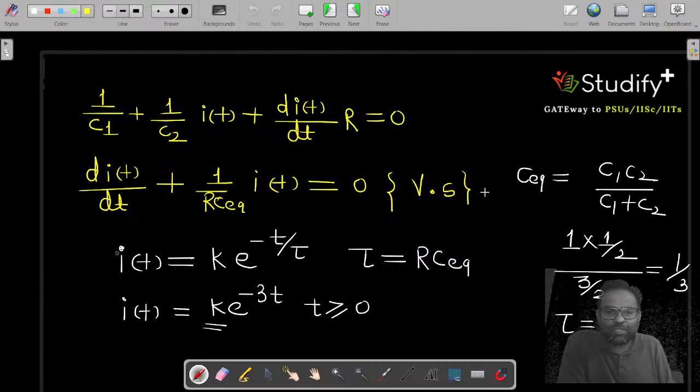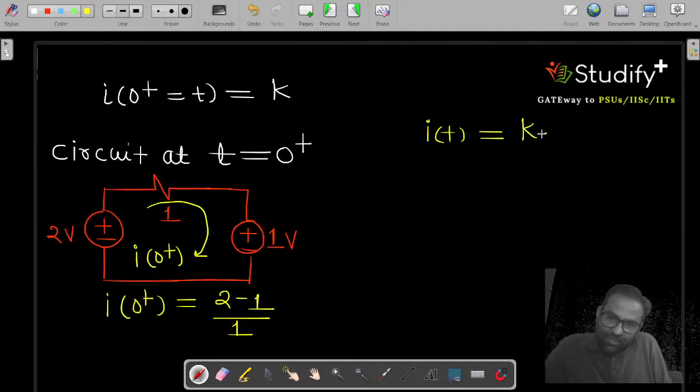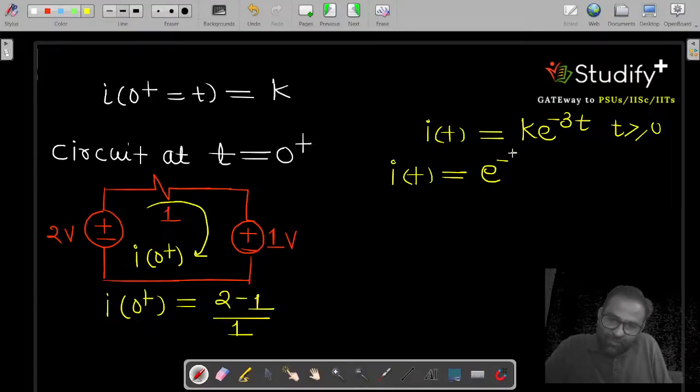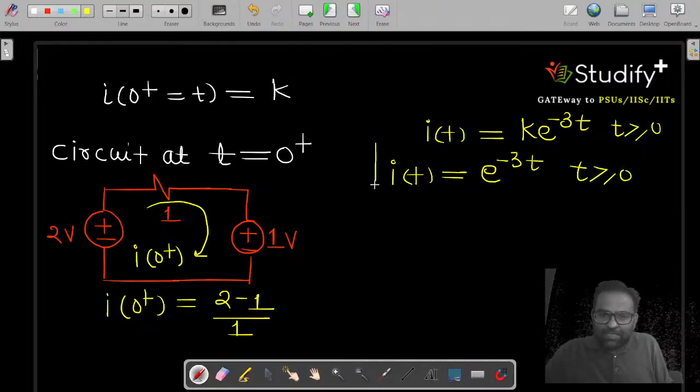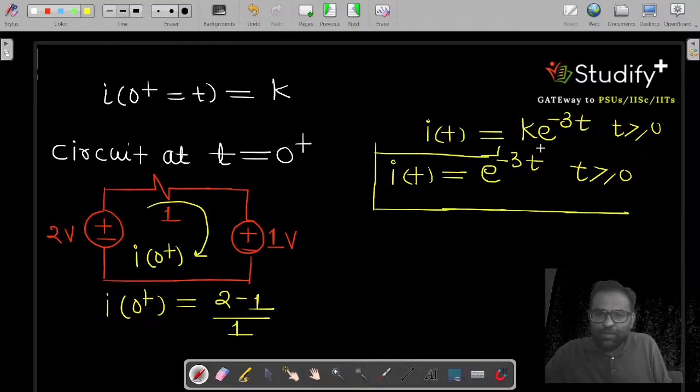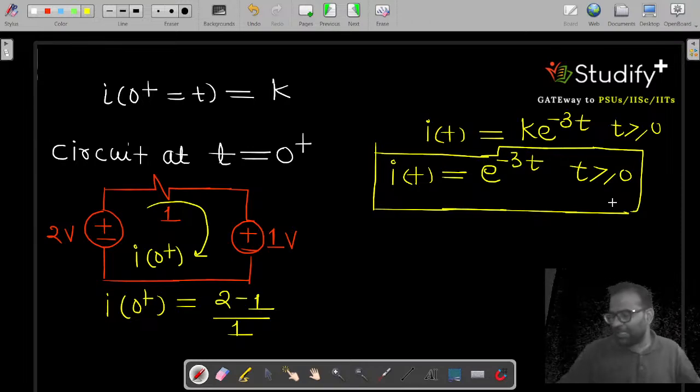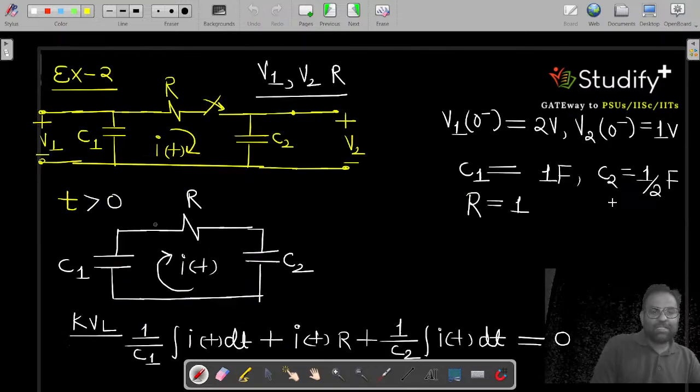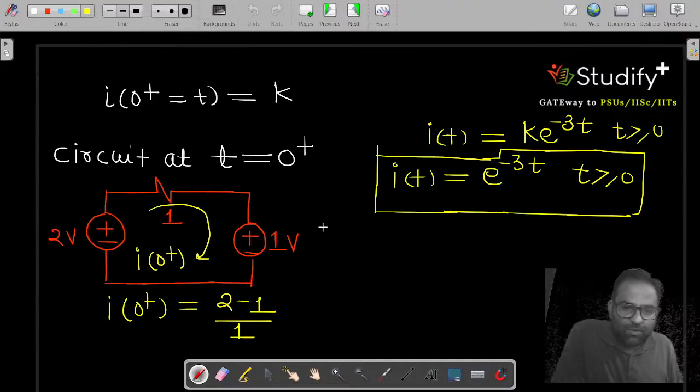So the complete solution for i(t) is K into e to the power minus 3t for t greater than or equal to 0, so the value of i(t) for the circuit is e to the power minus 3t for t greater than or equal to 0, or you can write this by multiplying by u(t), the unit step function. This is our value of i(t). If the value of i(t) is known, we can calculate everything across this circuit. Let's say we are interested in v2(t). So what is v2(t)?